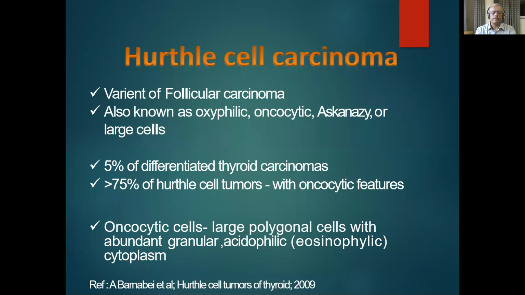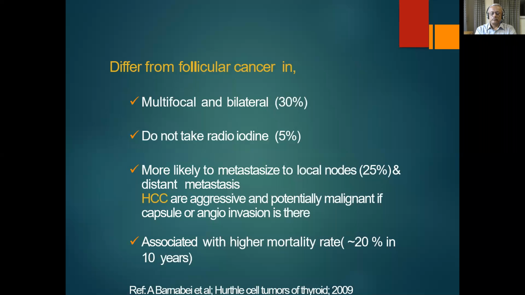Hurthle cell carcinoma is a variant of follicular carcinoma, also known as oxyphilic or oncocytic or large cell carcinoma. Hurthle cell carcinomas constitute 5% of differentiated thyroid carcinomas. More than 75% of Hurthle cell tumors have oncocytic features. Oncocytic cells are large polygonal cells with abundant acidophilic cytoplasm. They differ from follicular cancer in these features, like they are multifocal and bilateral in almost 30% of cases.